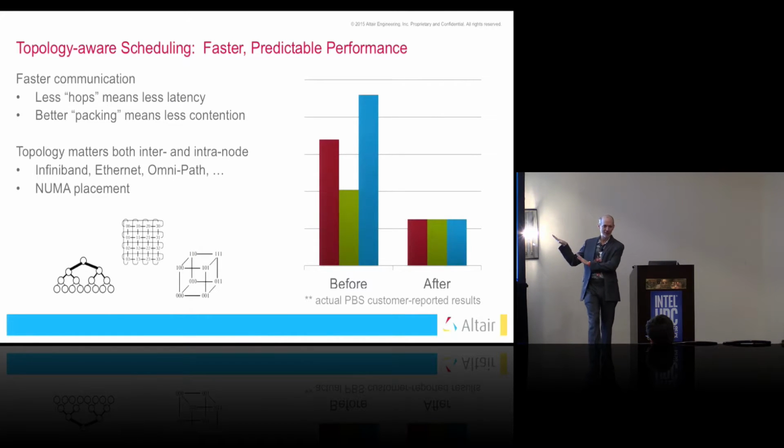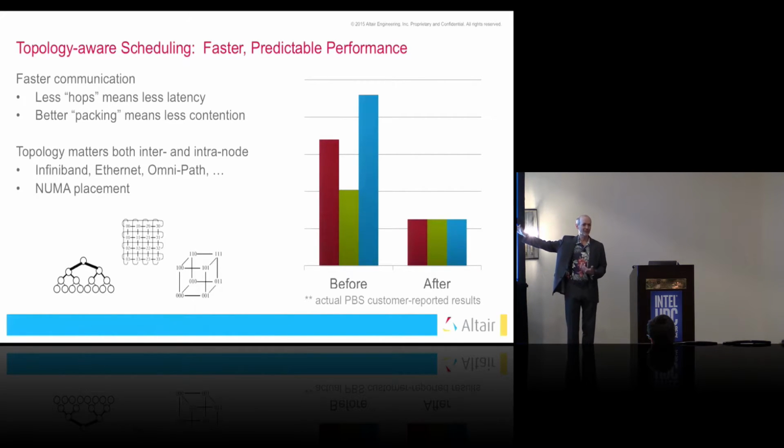So sometimes it was spread out, sometimes other things were running, so sometimes it ran faster, sometimes it ran slower. We implemented some topology aware scheduling with them, and the amazing thing is, I expected consistent results, that's good, but in fact it was always faster, so they were really happy.